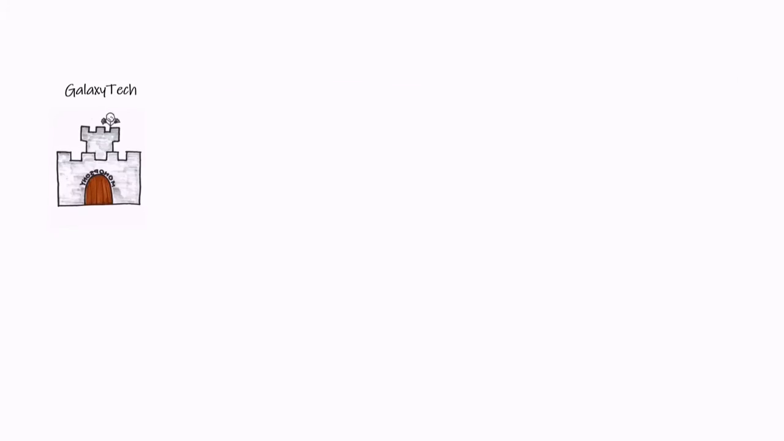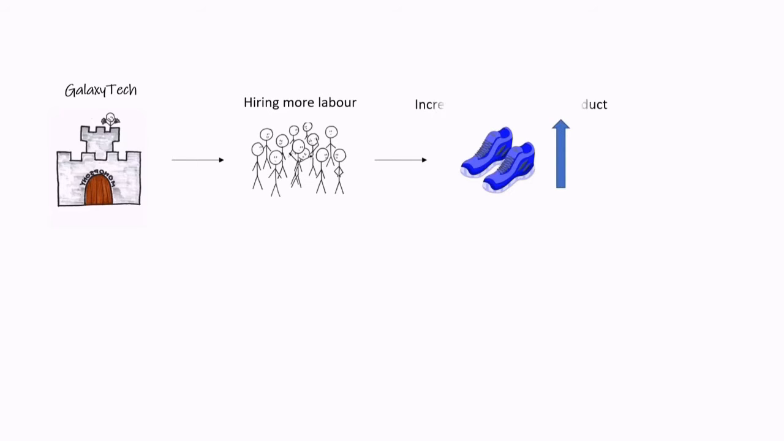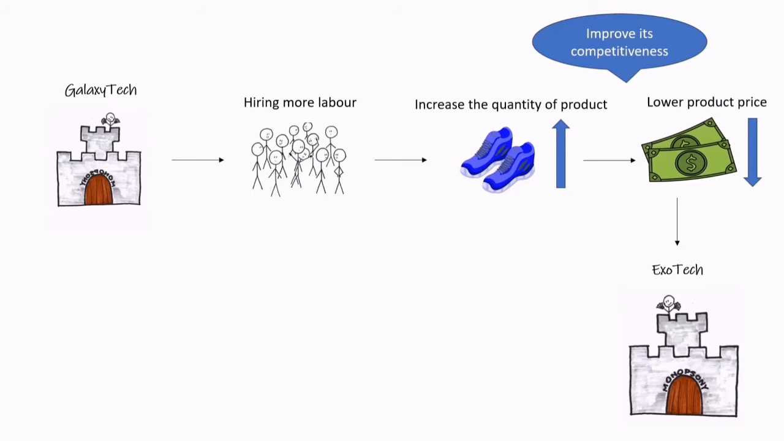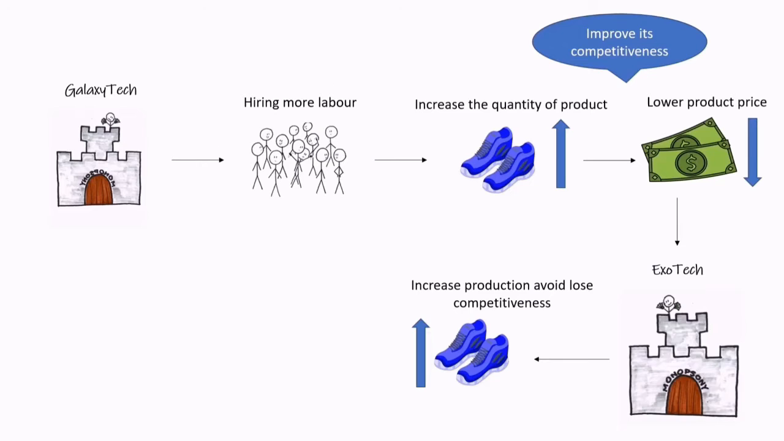In this scenario, Galaxy Tech, the new entrant in this market, will try to hire more labor to create more production of its smart shoes in order to lower the price and improve its competitiveness in the product market. Exotech now faces competition from another firm. It will try to do the same things to avoid losing competitiveness in the product market. So, the firm will increase its production too.